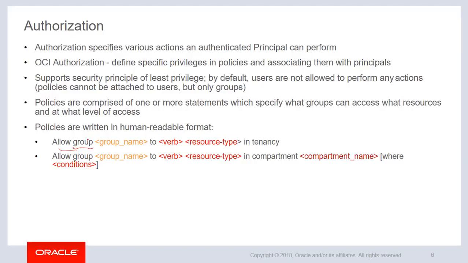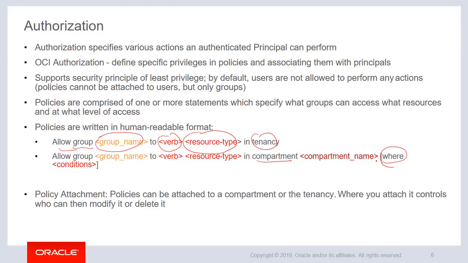So you say allow group, and you provide the group name here, to do something. There's a verb on some kind of resource types in either a tenancy or a compartment, and you can also specify some conditions, where you can write advanced conditions. We'll look into all these in the next few slides. Important to understand that policies can be attached to a compartment or a tenancy. Where you attach, it controls who modifies it or who can delete it. Now we have not gone through the concept of compartment, so just hold on to that. We'll cover that in the next 3 or 4 slides.